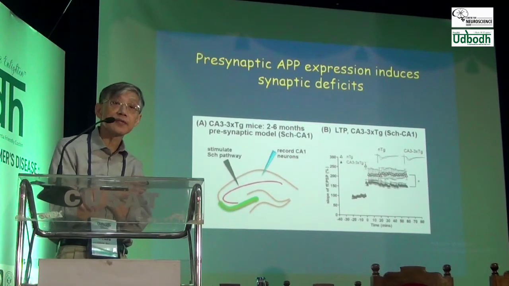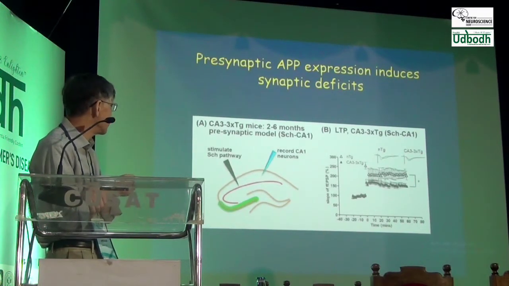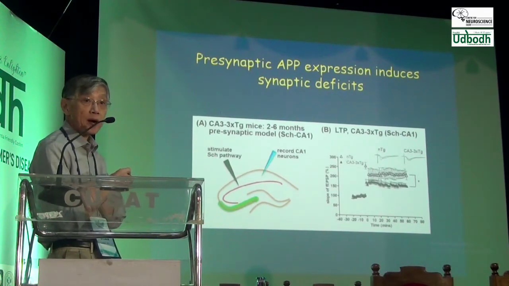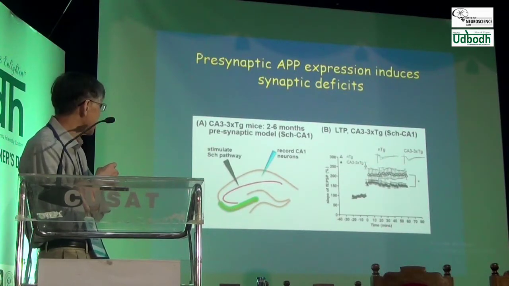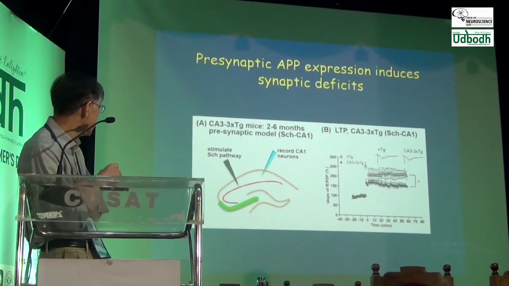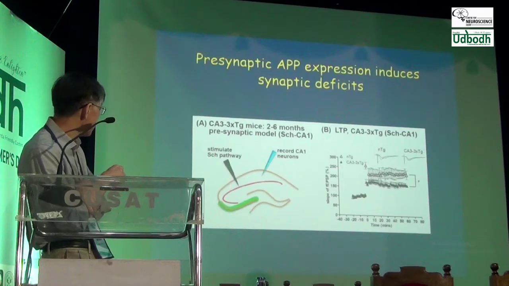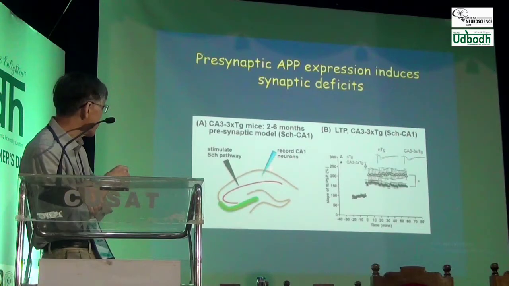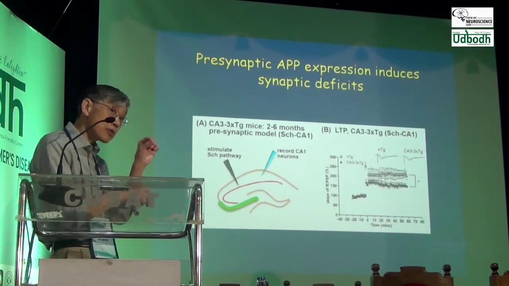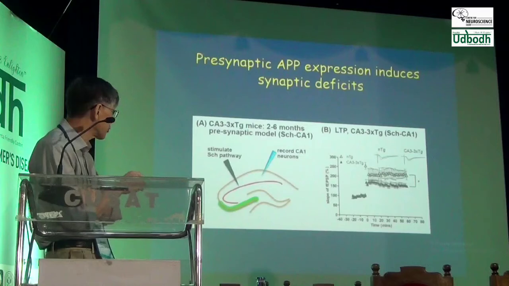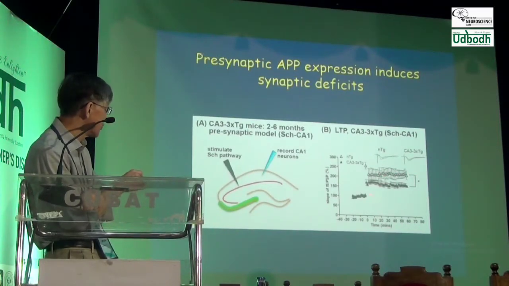What happens in these animals? Ultimately, synapses work by neurotransmission. So if you measure long-term potentiation as a measure of synaptic plasticity, here using CA3 mice, the expression here in green is in the CA3 area. You stimulate the Schaffer collateral and record in the CA1 neuron. Remember, CA1 neurons is where the amyloid deposits are seen. Then you can see that very nicely.